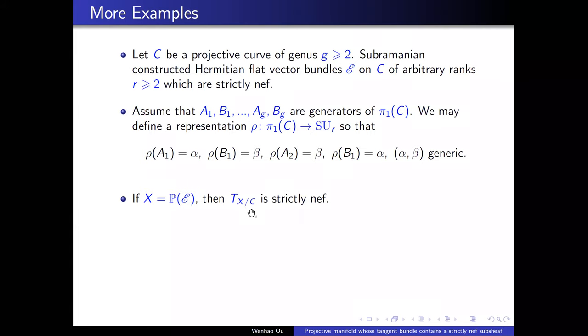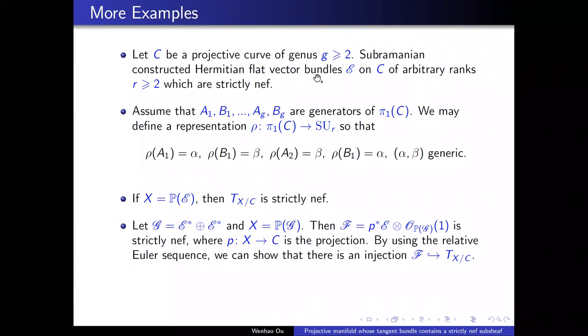So it is the relative tangent. And for example, if we take G as the direct sum of E and the dual of E, these two Hermitian flat vector bundles, then G is again Hermitian flat because it's the direct sum of two Hermitian flat vector bundles. And now we take X equal to this guy, the projectivization of G. Now we define F to be the pullback of E, which is positive, I mean, strictly nef, pulled back by P, and then tensor by this tautological O(1). Here, P is the natural projection from this X to C.